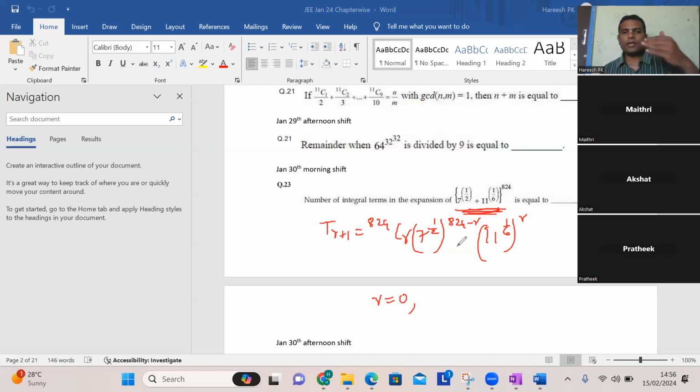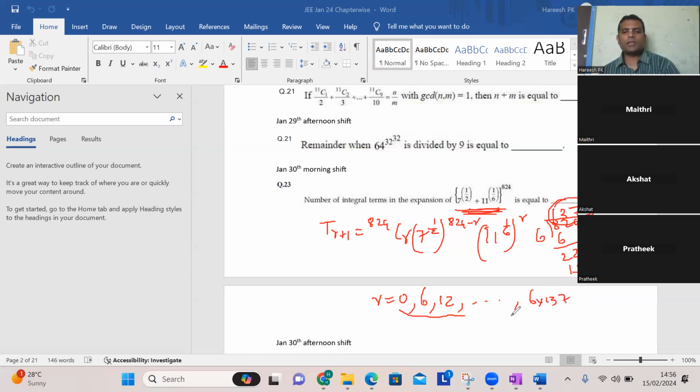After 0, how to get to the next values of r? Take LCM between 6 and 2. Yeah, LCM of 6 and 2, which is 6. So, 0, 6, 12, like that. And is 824 divisible by 6? No, right? No, sir. So, 6, 1s are 6, 3s are 18, then so 137. So, 6 into 137.